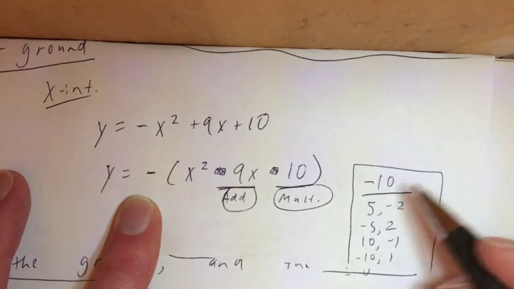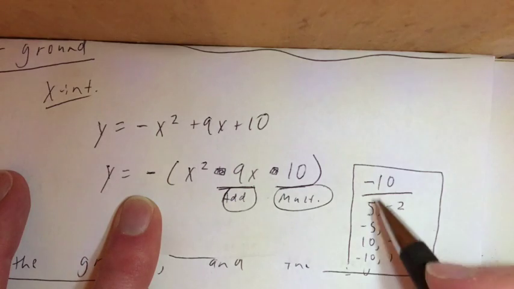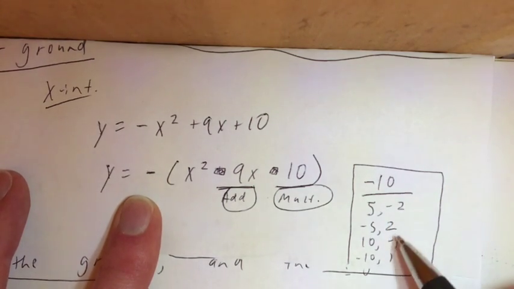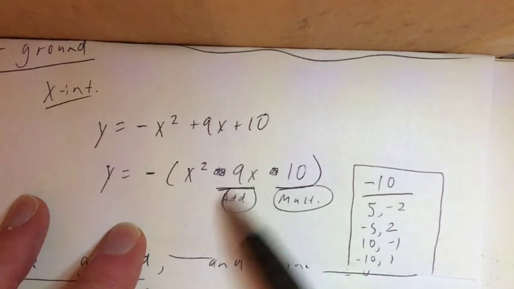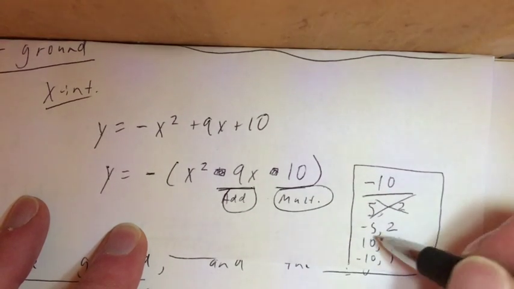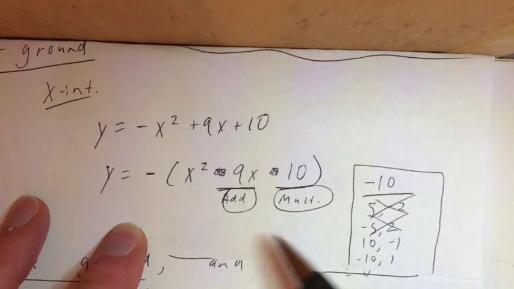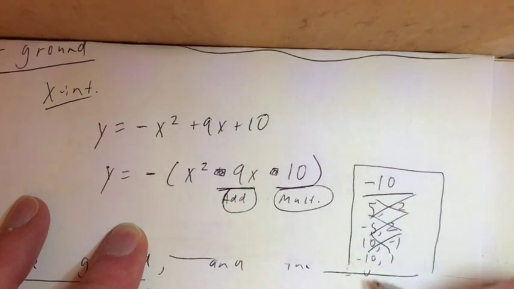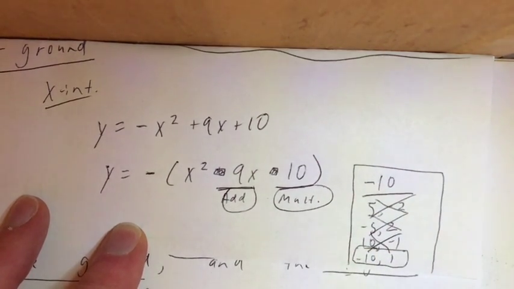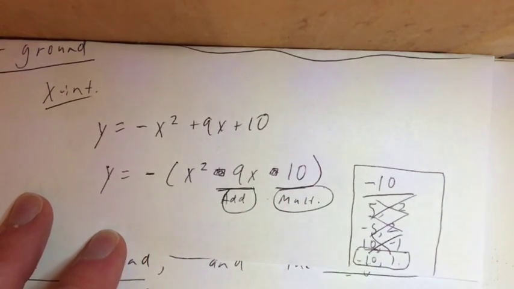Remember, you're trying to find one of these pairs that somehow adds to get me negative 9. 5 and negative 2 won't work. Negative 2 plus 5 won't work. 10 minus 1 gives me positive 9, but not negative 9, so that's not going to work. The only option we have, and indeed the correct option, would be negative 10 and positive 1, okay?